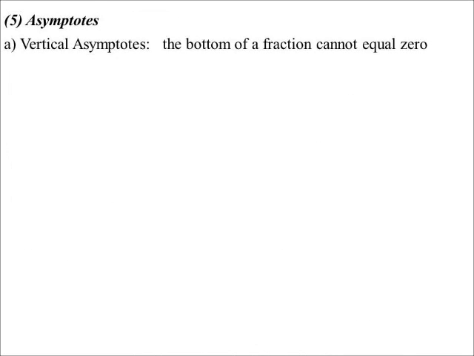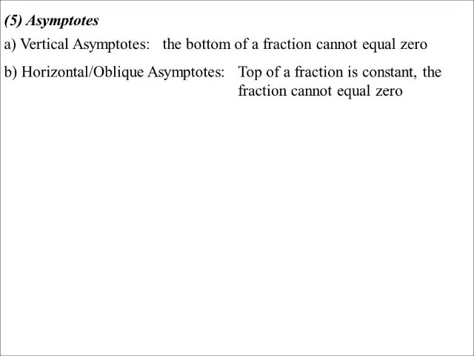Okay, then we looked all about asymptotes. So we had vertical asymptotes. Bottom of the fraction can't equal 0. Okay. Horizontal or oblique asymptotes. That happened most often, we saw, with polynomial type ones, where we had a polynomial over a polynomial in a fraction. And so the top of the fraction is constant, we know the fraction can't equal 0. So that would be one way of looking at it.